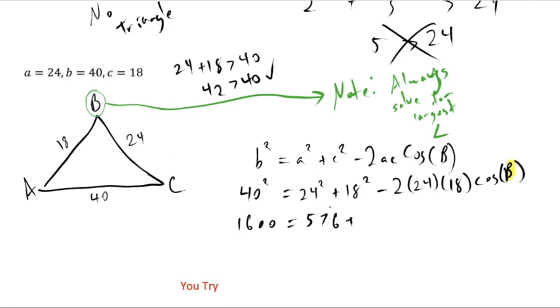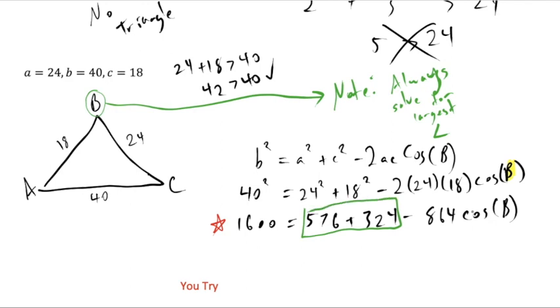18 squared gives me 324. And 2 times 24 times 18 gives me 864 times the cosine of the angle. So at this point is where, if you make a mistake, it is right here. We're going to add our like terms on the right side, but the only two things that we can add together are these things right here, because the cosine is being multiplied to this 864. So you cannot add these things together. This just is going to stay how it is.